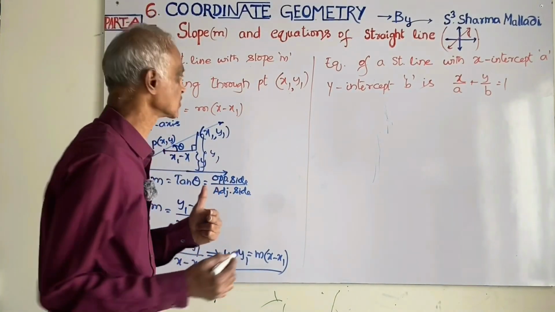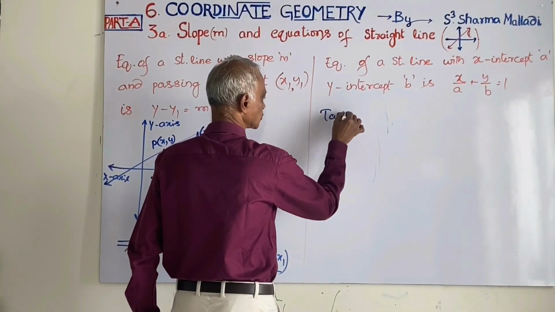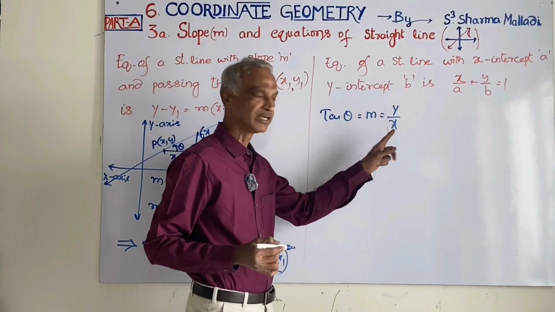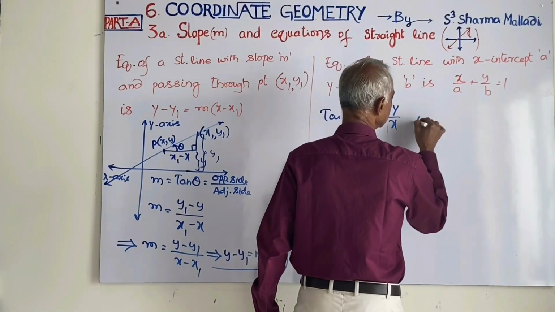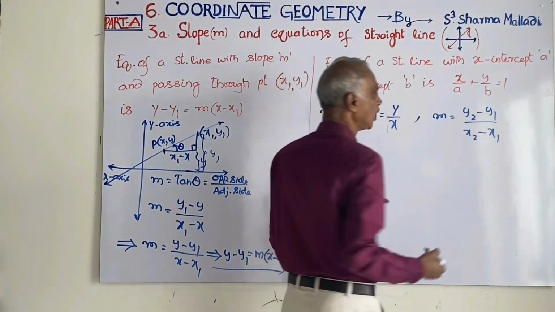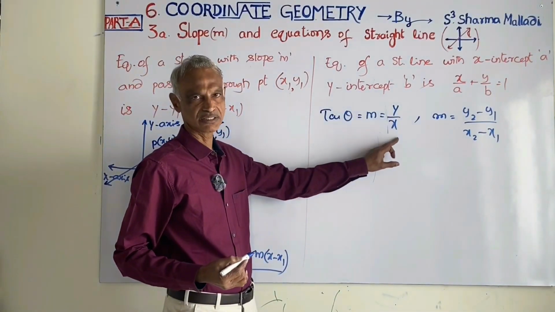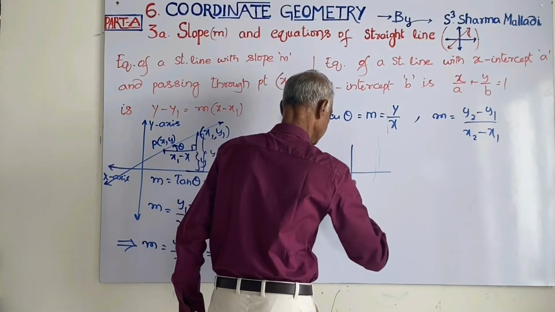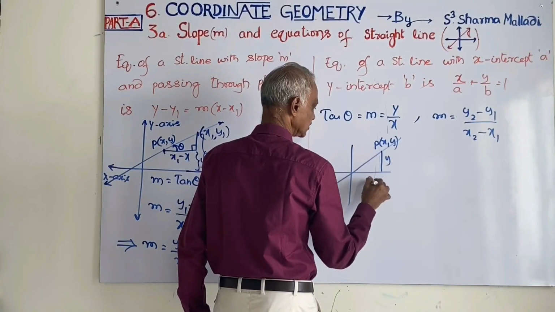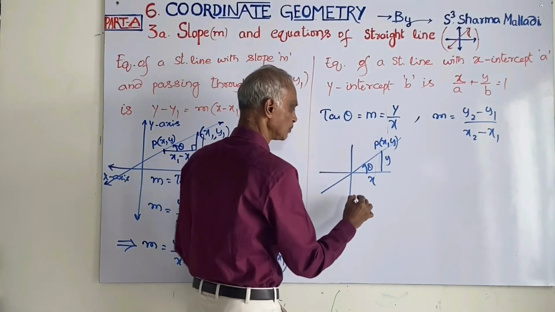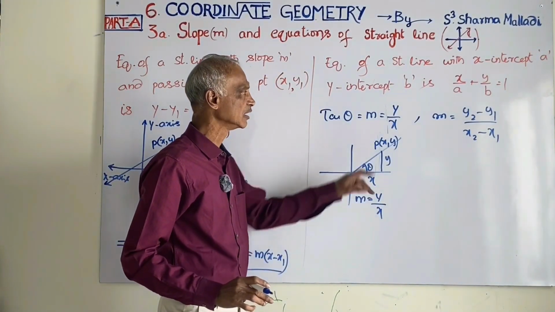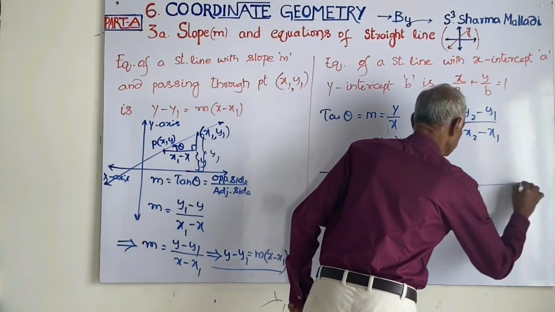For slope we have two forms. What is slope? Tan theta is equal to slope m, which is y by x, one formula, opposite side by adjacent side. What is another formula you have? m is equal to y2 minus y1 by x2 minus x1. How? You have two formulas. Opposite side by adjacent side, for a line passing through the origin, this is point P(x, y), this is y and this is x and this is theta. The slope is m is equal to opposite side by adjacent side, y by x. You have another formula. How? You take this one.